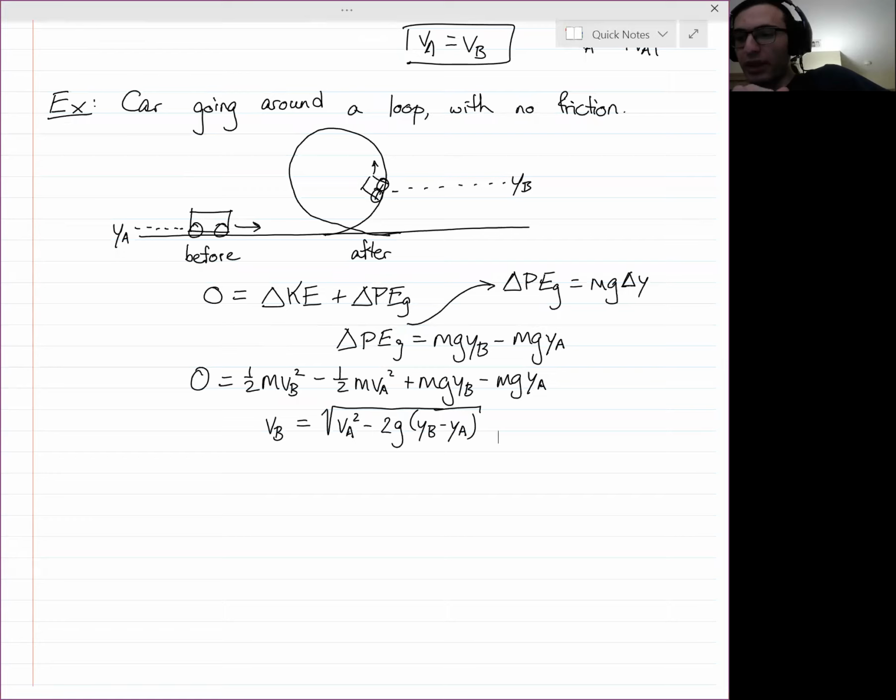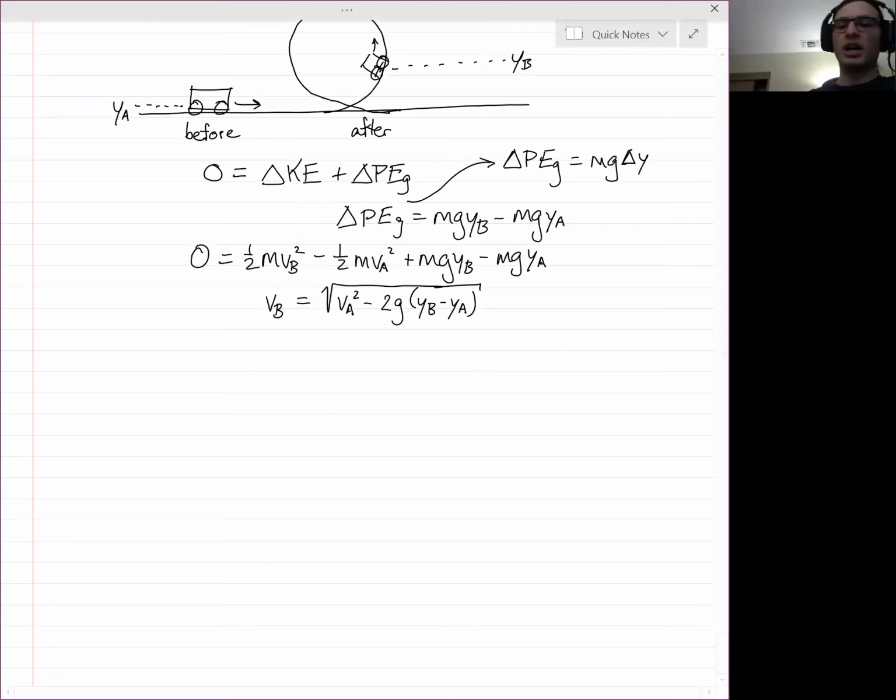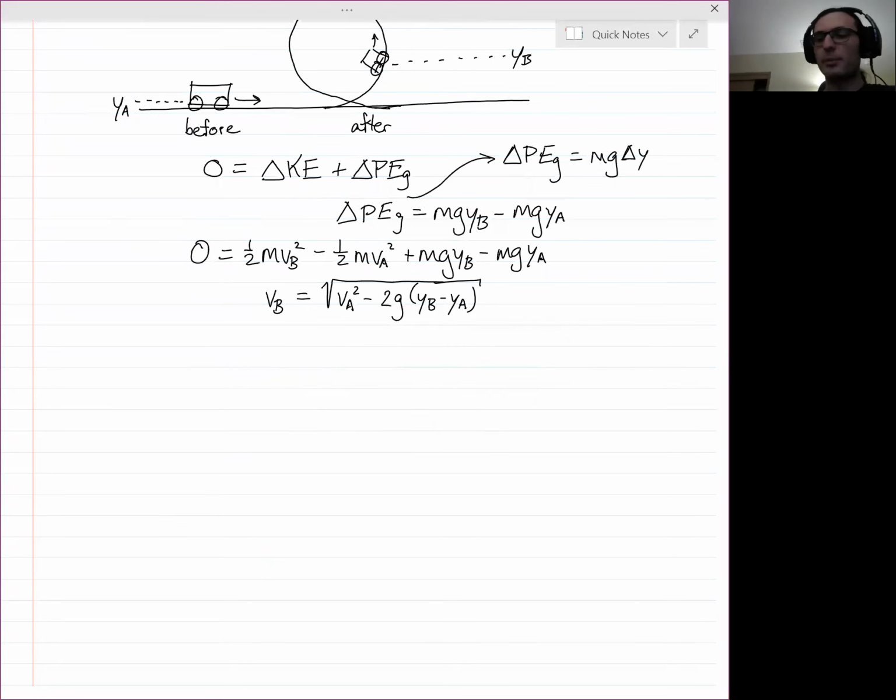VB is parallel to the tangent of the loop. Yes, that's always true if the object always moves like a car will follow the path. So at the top of the loop, there is no normal force acting on the car. Yeah, okay. All right, so let's move on.